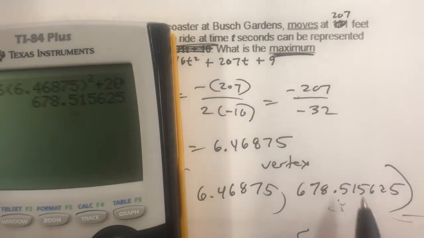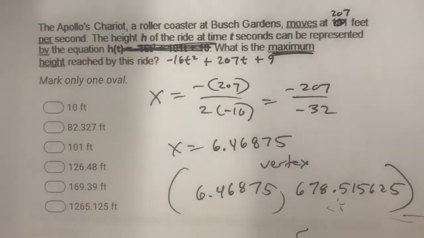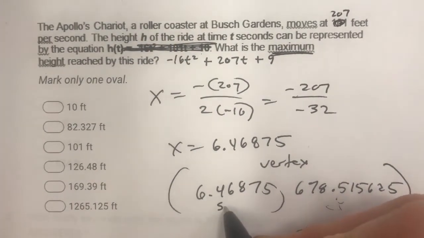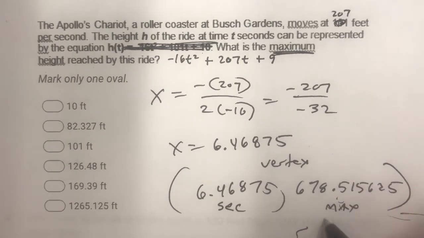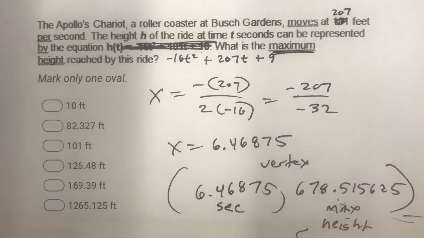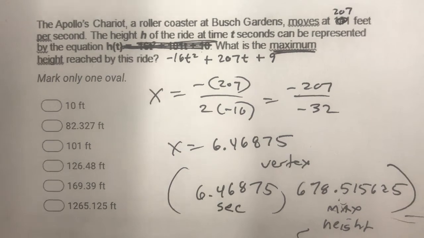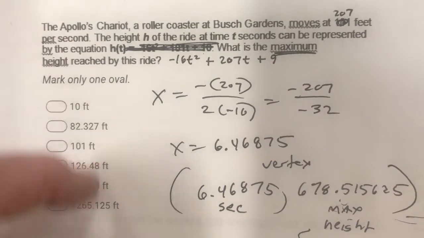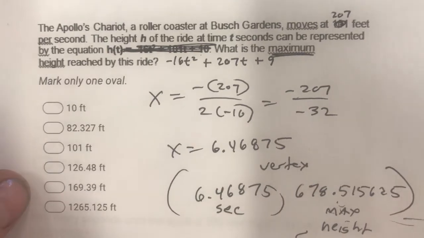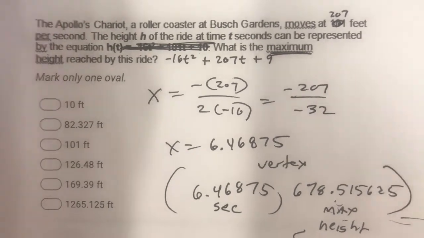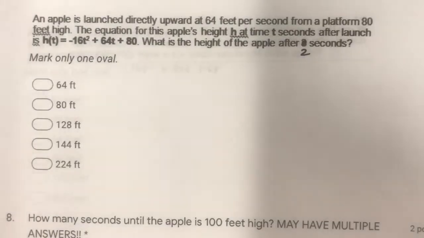There you go. So there's my vertex, which means in 6.4 seconds, I'm going to reach my maximum height of 678.5 feet. Okay, and then of course you're supposed to select the correct answer over here, but the numbers have changed since I changed the equation. We'll go to another one here.